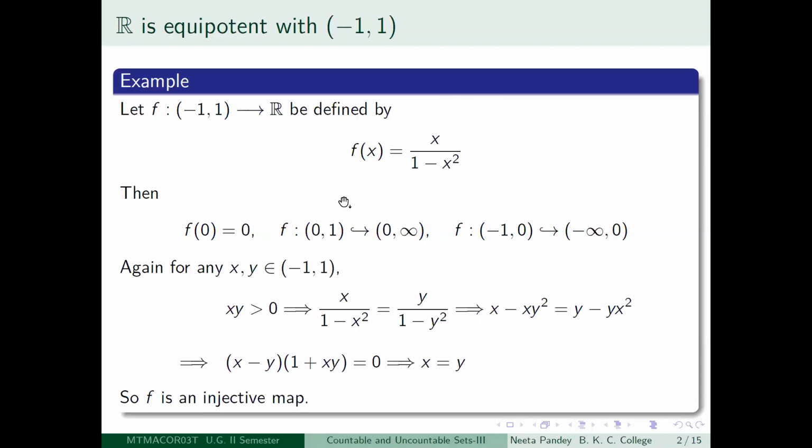So therefore, any real number between 0 and 1 will map to a positive real number. So we say that it maps to the positive real axis, as can be observed from here. And similarly, any real number between -1 and 0, so that would be a negative number, will map to the negative real axis. That is, f(x) would be a negative number.